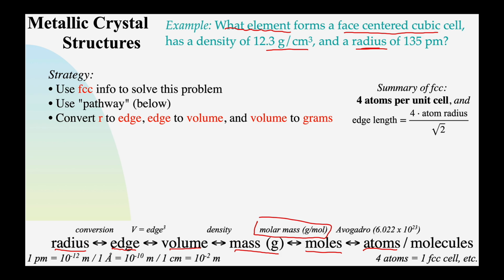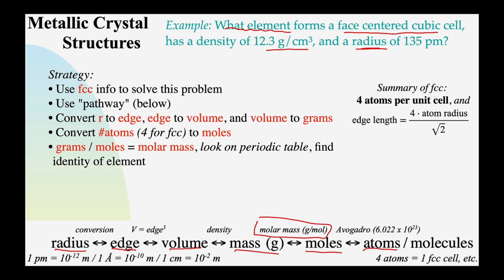So the next thing you want to do is start on the far right and move your way left as far as you can. 4 atoms per cell, you can turn into moles per cell using Avogadro's number. It's going to be really small and a funky number, but it's going to be legit. And finally, if you have mass in grams and moles, plug them in. Grams divided by moles will give you the molar mass. And you can look it up on a periodic table, find the identity of the element, and you're good to go. So if you use this strategy and you use that little pathway down there, these problems aren't too bad, all right? They're kind of fun.